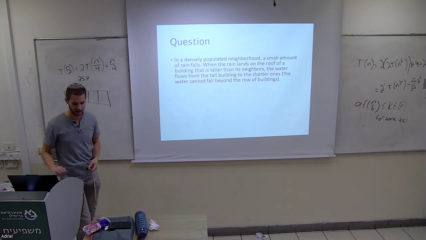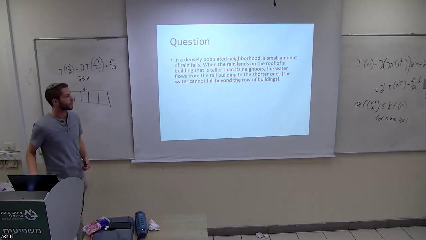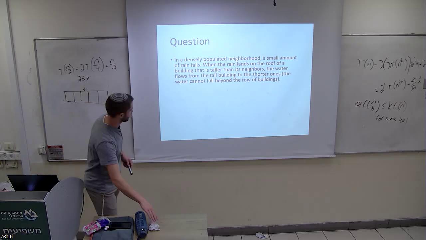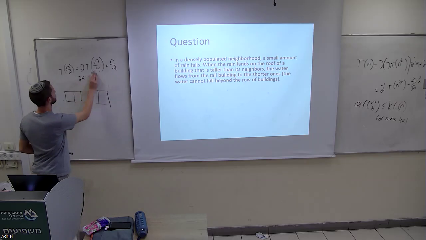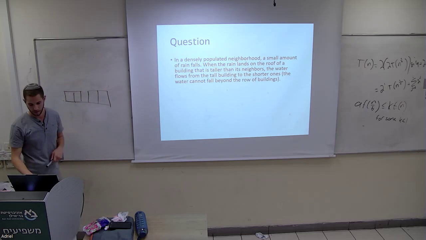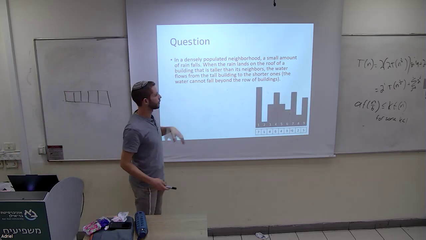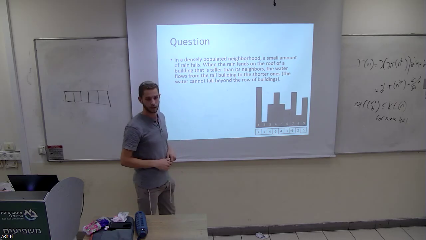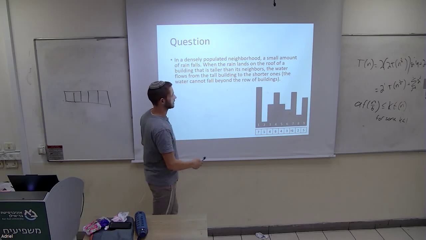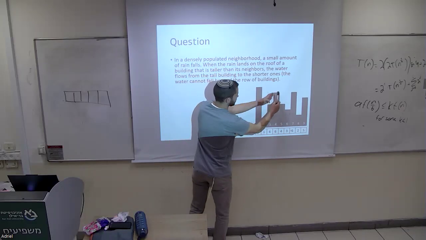All right, another question. Yeah, maybe we can get through. Okay. We have a densely populated neighborhood and a little bit of rain falls. Now we have an array that basically represents the buildings. So there's actually a great picture here. We have an array that represents the height of all the buildings, and we know that the rain falls and lands on the roof. If water has somewhere to go, it goes down as far as it can. So if water rains here, it'll go to the side. Water rains here, it'll split to both sides.